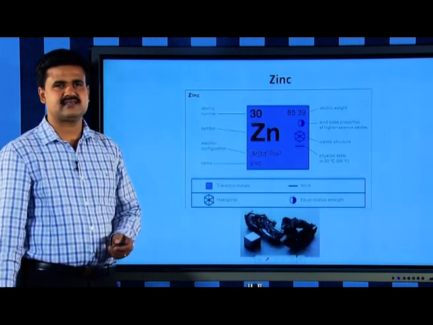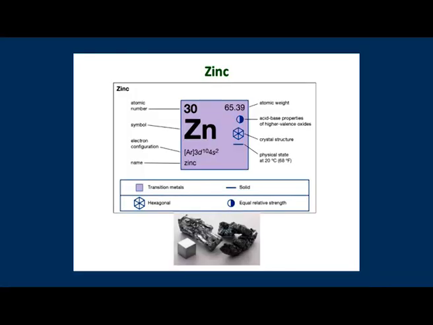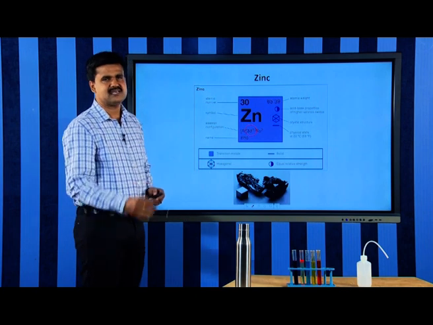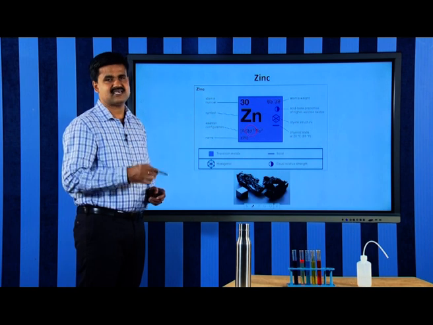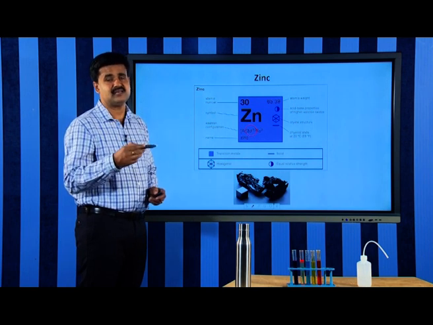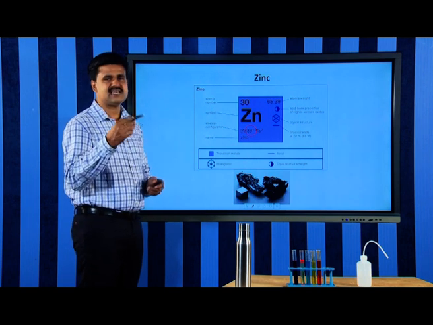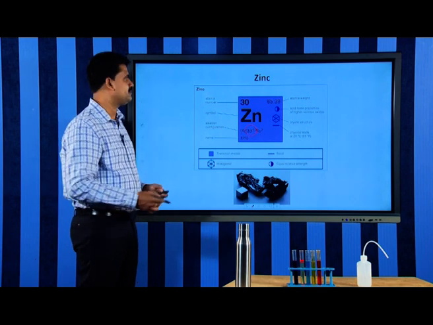This is the last 3d series transition metal, that is zinc with atomic number 30. Its electronic arrangement is argon core with the 3d10 and 4s2 arrangement. See this electronic arrangement, this is also 3d10 with the 4s2. Since the d subshell is completely filled, the properties of metallic zinc may vary from that of other 3d series elements. That is, the performance of zinc as a transition metal is very poor.